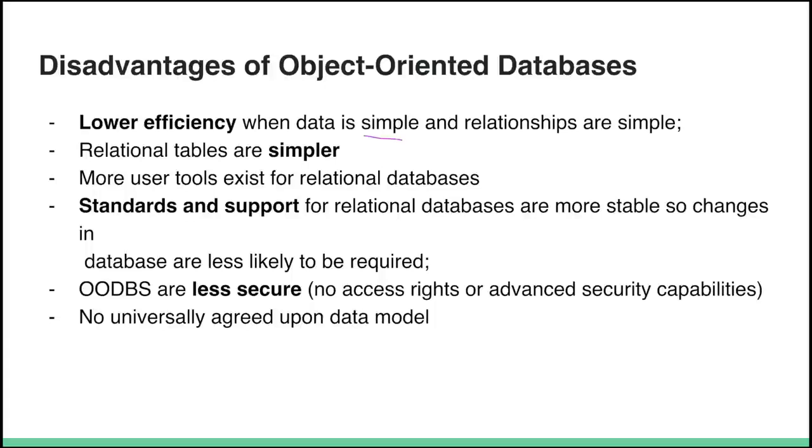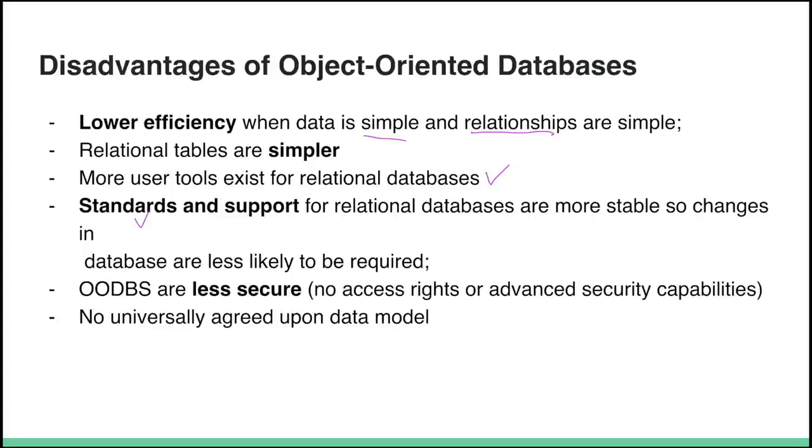When we're just working with really simple data and relationships that aren't too complex, object-oriented databases actually tend to be less efficient than relational databases. Relational databases can also be simpler just because this whole row-column model is quite simple to wrap your head around. It's a lot easier to understand than object-oriented programming, which can be difficult, particularly for non-programmers, to understand. Additionally, we have more tools for working with relational databases.